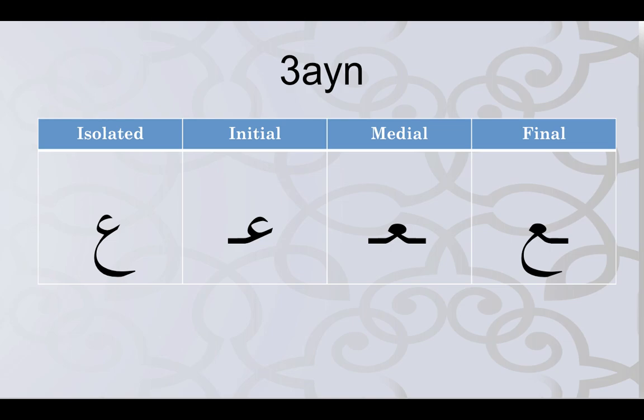Next we have the two sister letters, Ain and Ghain. Notice all four forms of the letter Ain are written differently from each other. Same as Ghain, except Ghain has a dot on it. Ain has no dot on it, Ghain has a dot on it.